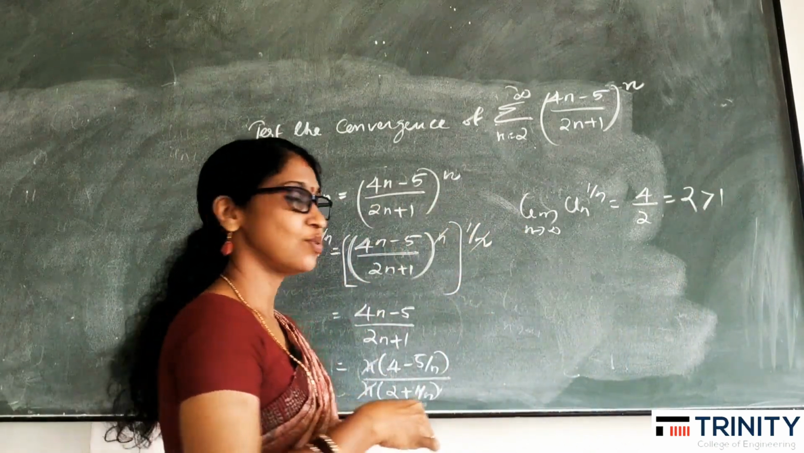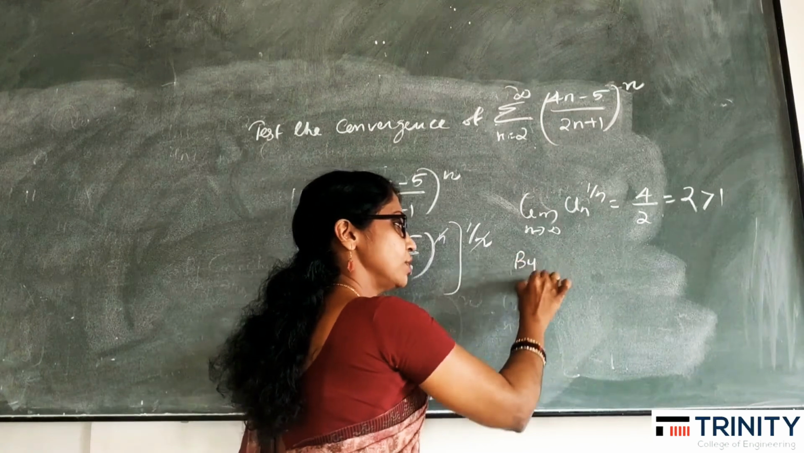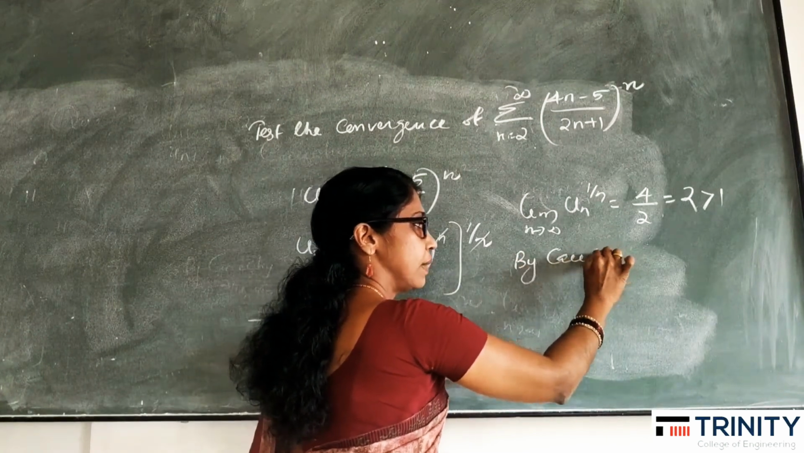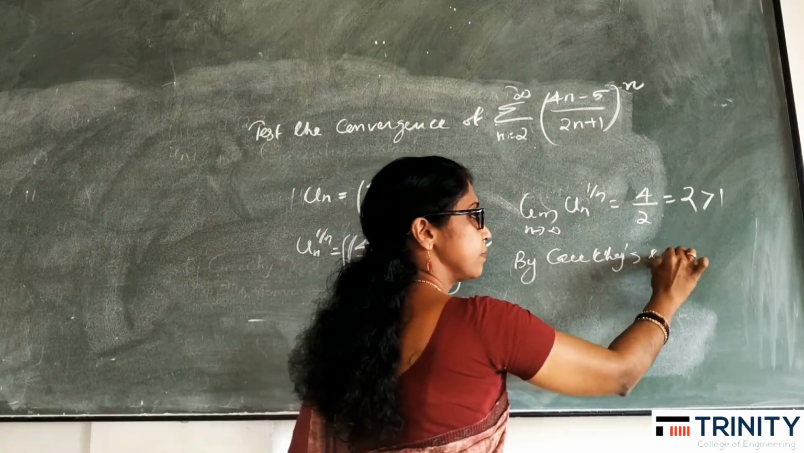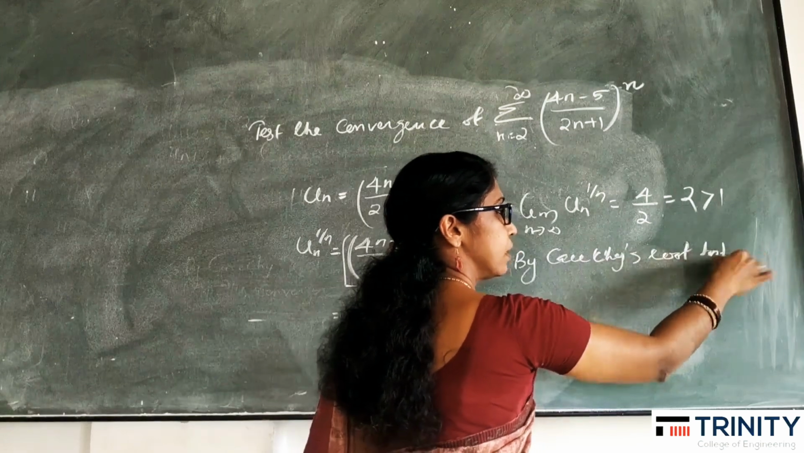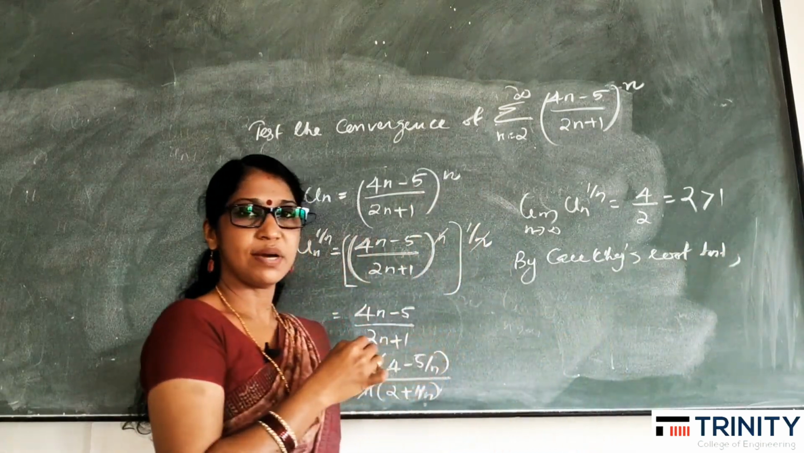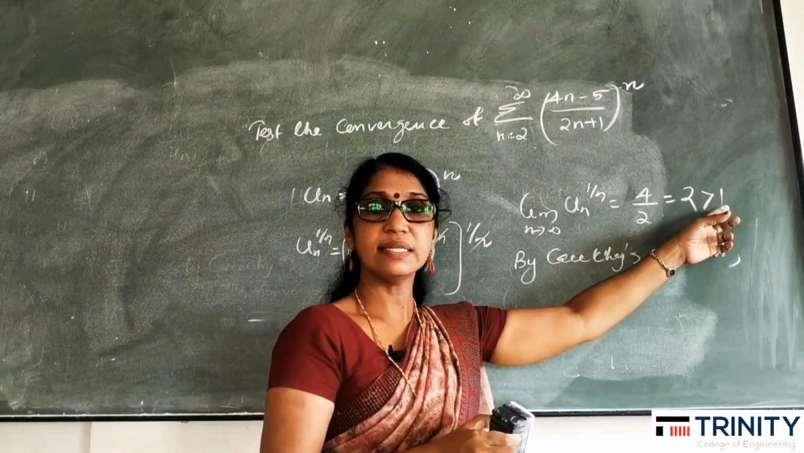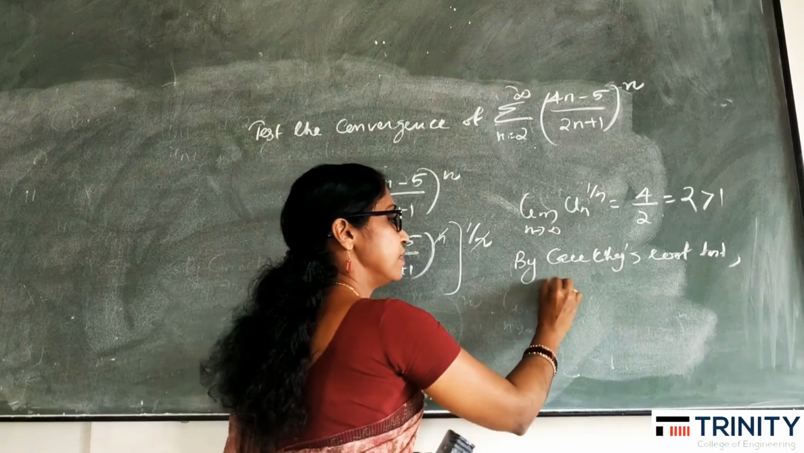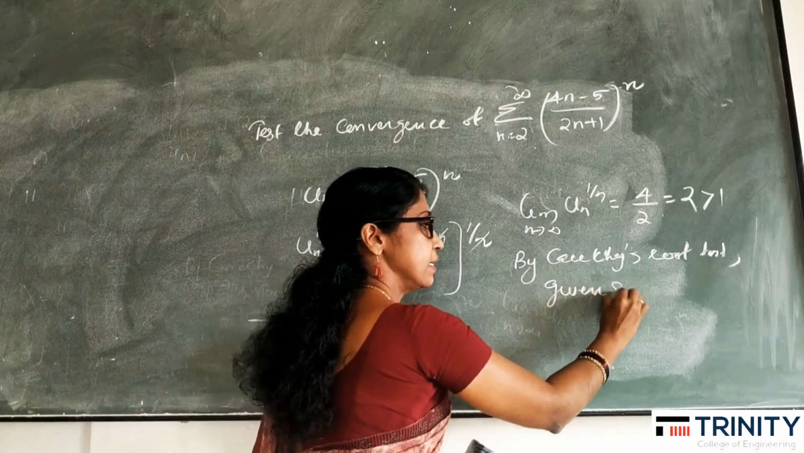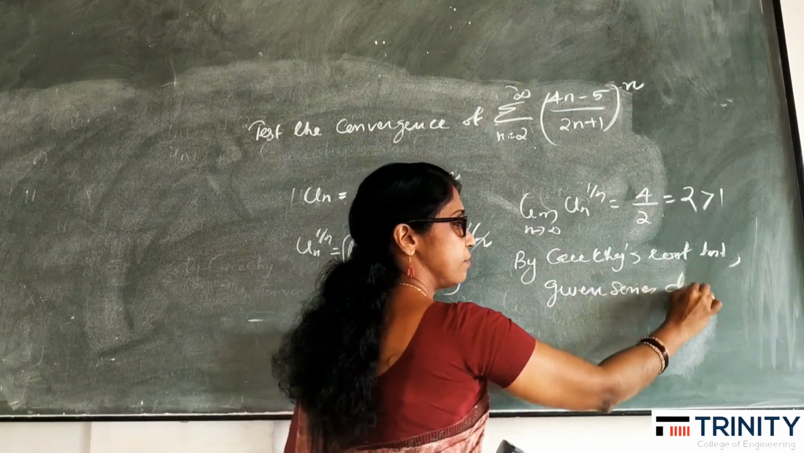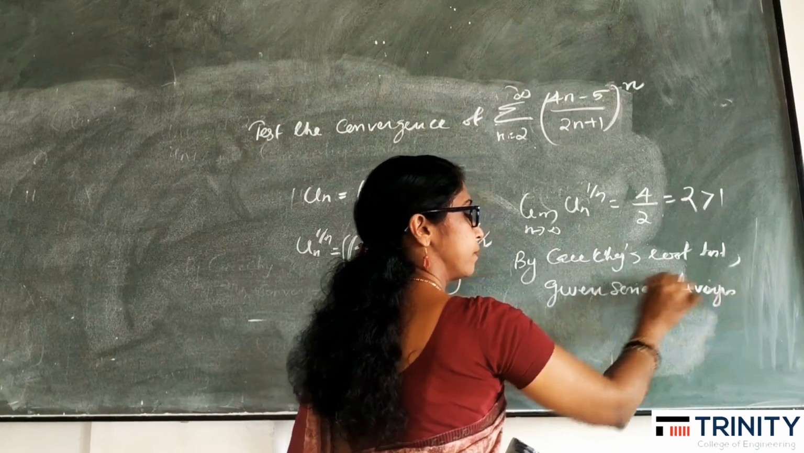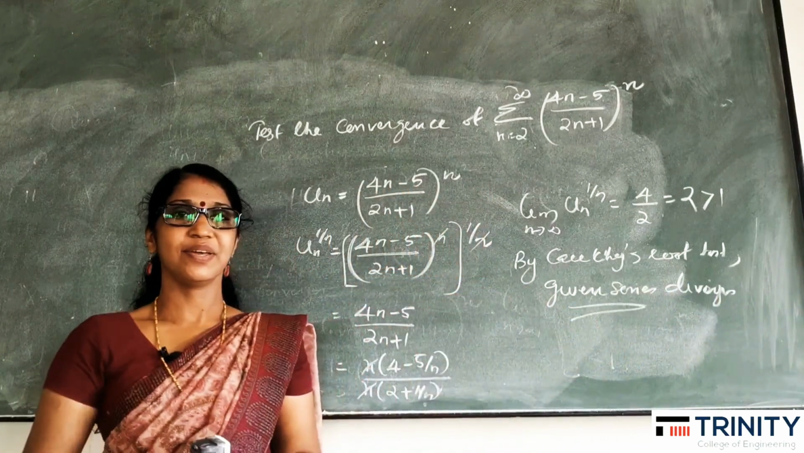So by Cauchy's root test, what is the result? By Cauchy's root test, we get sigma un diverges because L is greater than 1. So the given series is divergent. Okay, thank you.